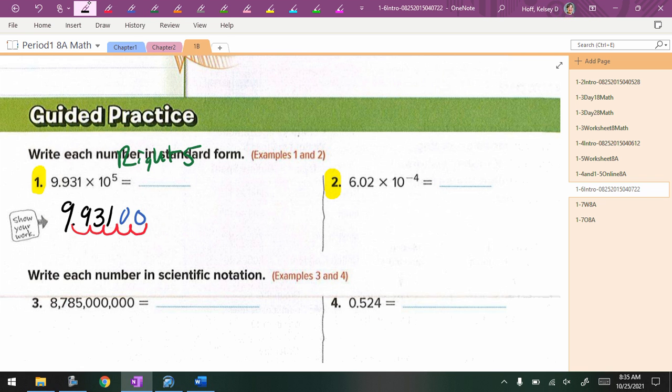So your answer, because you just moved it, is 993100, and your decimal's at the end now. When we talk about moving right 5, that's because you moved your decimal. So if you have a decimal point between 9 and 9, you are incorrect and it will count it wrong. Okay, you're moving it.